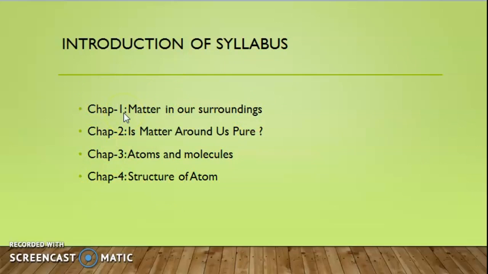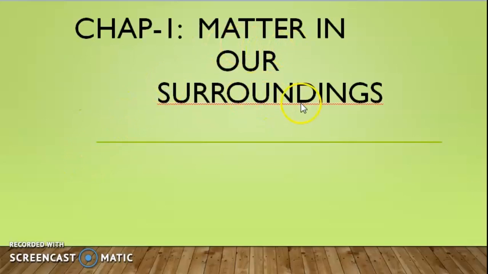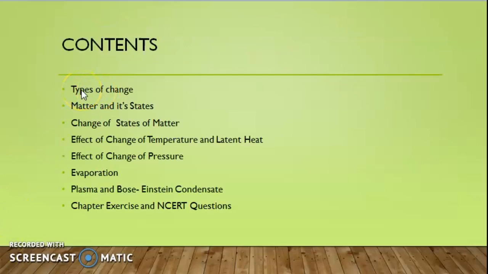So starting with the first chapter, let's just see what are the topics and content present in our first chapter, that is matters in our surroundings. Matters in our surroundings is the first chapter of class 9 chemistry. In this chapter, you will study certain topics. They are as: first topic is types of change, means what type and how many types of changes occur, that we discuss in this chapter.